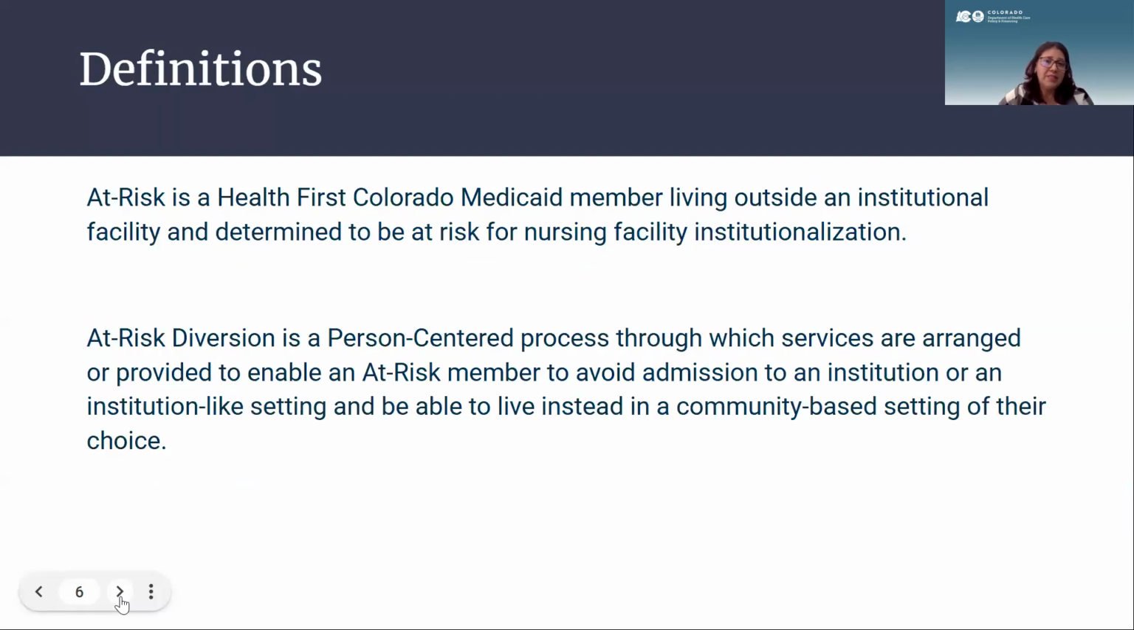So at-risk is defined as a Medicaid program. It's not a Medicaid program. It's defined as a Medicaid member who lives outside of an institutional facility. So it's a Medicaid member living in the community who is identified as at risk for nursing facility institutionalization. At-risk diversion is a process in which services, resources, and supports are provided to help an at-risk member remain in the community, in a community-based setting of their choice. It is intended to assist with keeping them safe and out of the nursing facility. Next slide, please.